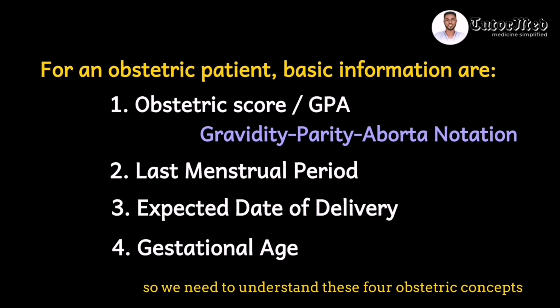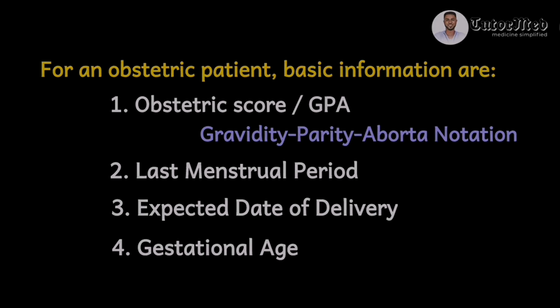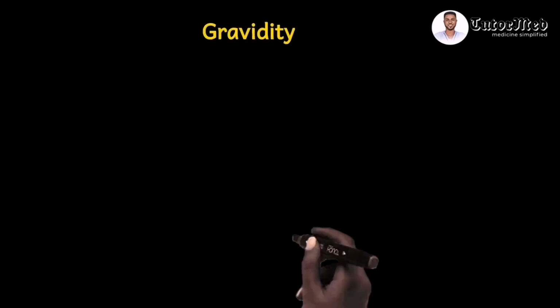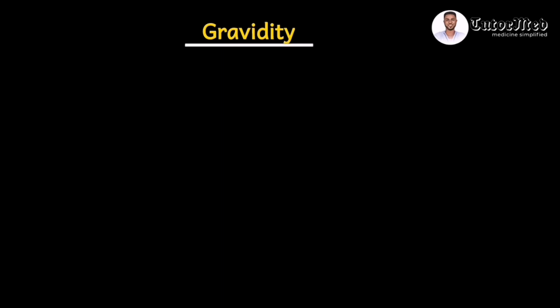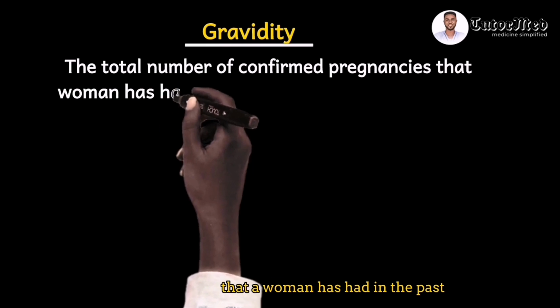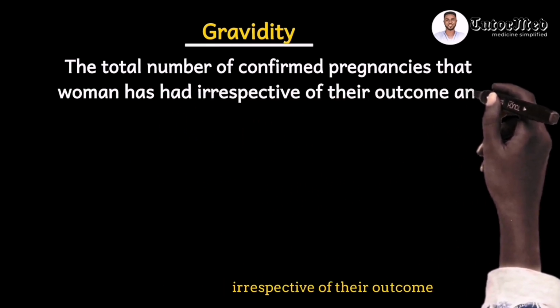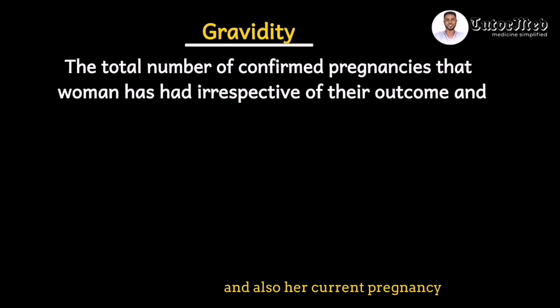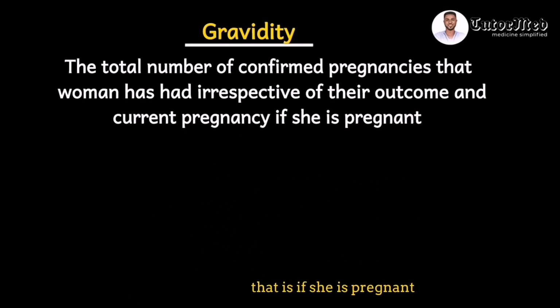So we need to understand these 4 obstetric concepts because an accurate obstetric history taking depends on understanding these concepts. And so let's begin with the obstetric score, or the GPA notation. The G stands for gravidity. What is gravidity? Gravidity is the total number of confirmed pregnancies that a woman has had in the past, irrespective of their outcome, and also her current pregnancy, that is if she is pregnant.